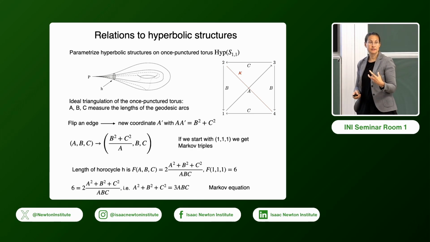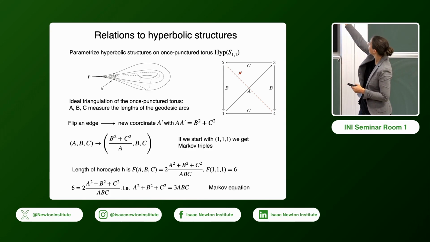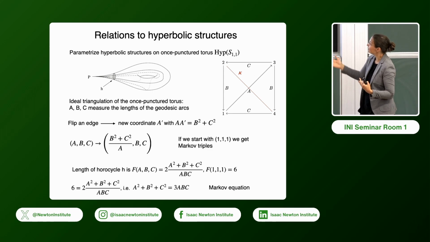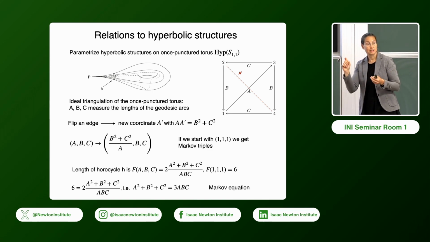Now what happens if you change your triangulation? The triangulation is not so nice because this was a choice. We can change the triangulation by flipping the edge. Flipping the edge, and this is a computation in hyperbolic geometry, gives you a new coordinate A prime. And there's this relation that A times A prime is B squared plus C squared. So if I flip the triangulation, I get a new coordinate A prime, B, C, where A prime is given by B squared plus C squared over A. So what you see is precisely the same move as you see for Markov numbers.